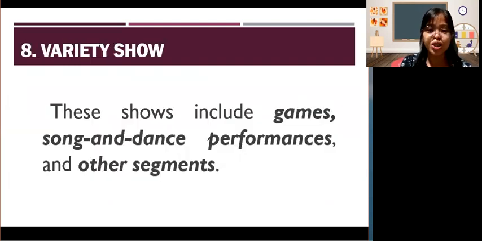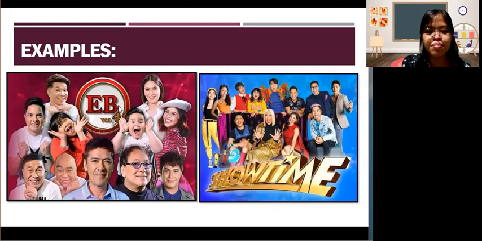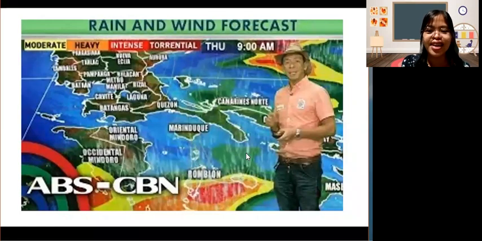We have the last one, which is the variety show. So these shows include games, song and dance performances, and other segments. Variety shows, so they are different. There's a variety of shows from this show. We have for example EB or Eat Bulaga version 4, and we also have Showtime. Okay, we have here ABS-CBN. Of course, this is an example of a news.